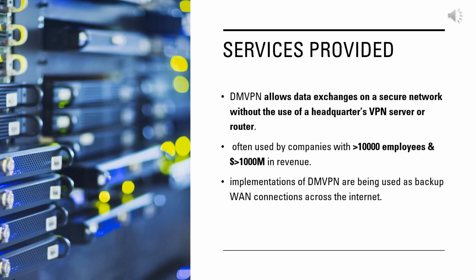The DMVPN is a service provided by Cisco, which is a software-based security solution for building scalable enterprise VPNs. This feature allows users to better scale large and small IPsec VPNs by combining generic routing encapsulation tunnels and allowing several pieces of encryption. This helps data move from one end to another in the establishment of a secured network.